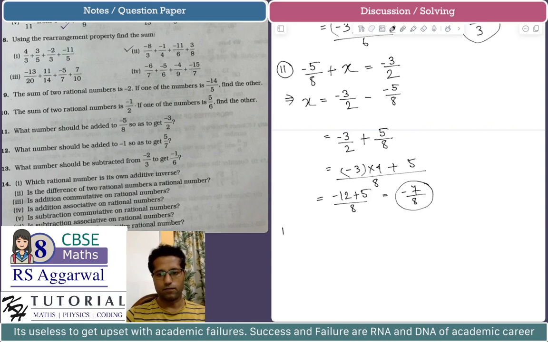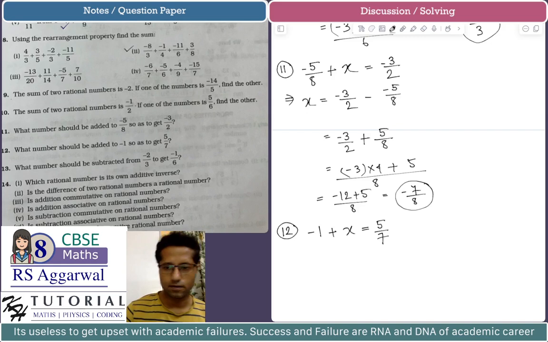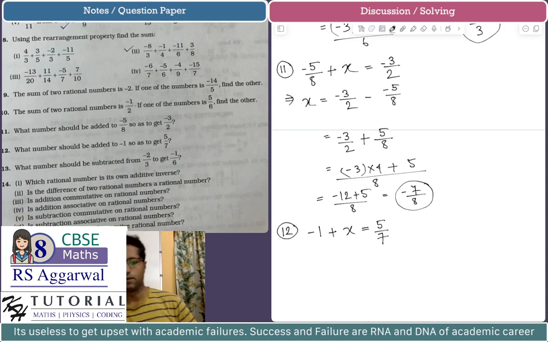Let's do problem number 12. What number should be added to minus 1 so as to get 5 by 7? I will not solve it. If I translate this word problem to a mathematical statement, x is an unknown rational number. If I add x to minus 1, it gives me 5 by 7. So I have to solve for x, where the given equation is minus 1 plus x equals 5 by 7. I am not going to solve it.